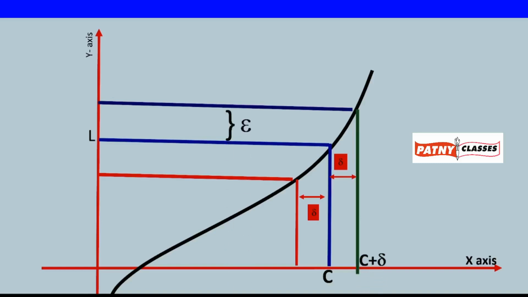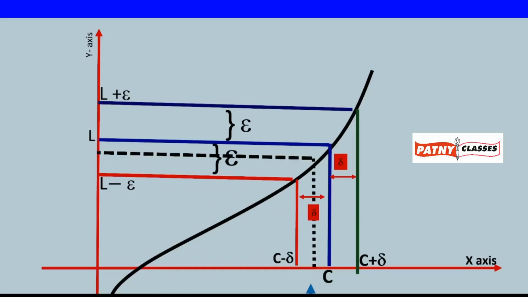Coordinates at the right side and the left side of C become C plus delta and C minus delta. The distance between the blue and the violet line on the y-axis is equal to epsilon, and the red and blue is equal to epsilon, and L is the middle of L plus epsilon and L minus epsilon.